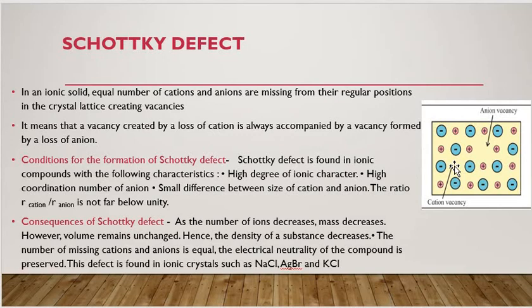What are the consequences of Schottky defect? As the number of ions decreases, mass will decrease. Volume will remain unchanged. Because mass is decreasing, density will always decrease. The number of missing cations and anions is equal, so the electrical neutrality of the compound is preserved. We can see such a defect in sodium chloride, silver bromide and potassium chloride also.